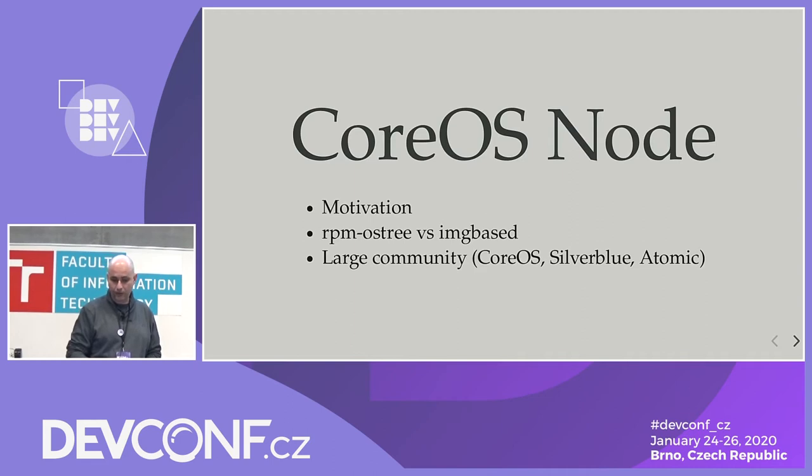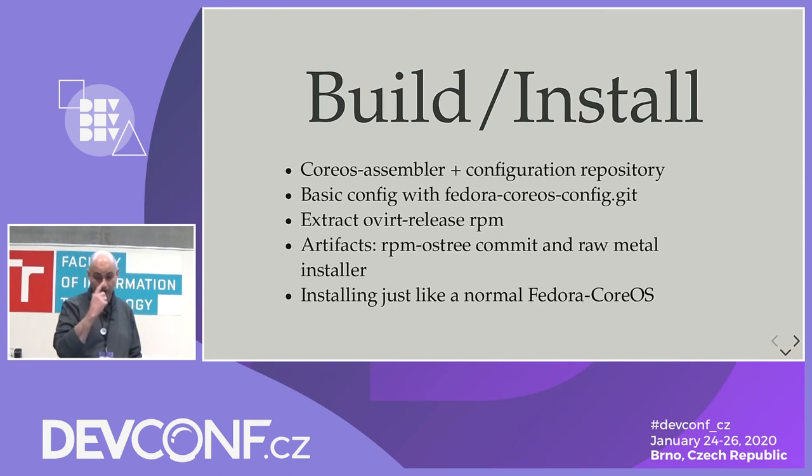Another reason for using CoreOS is the large community, like CoreOS, Silverblue, and Atomic. I want to talk a little bit about how we build and install the oVirt node CoreOS. We wanted to use the standard tooling from CoreOS. We could take RPM-OS-Tree and compose something on the side, but that's not the right way to do it. There is a project called CoreOS Assembler, or COSA, as they call it.